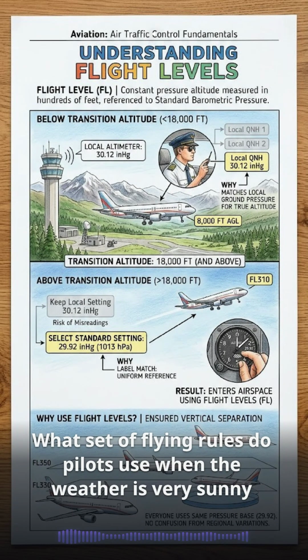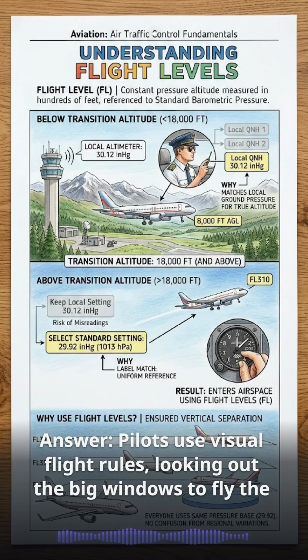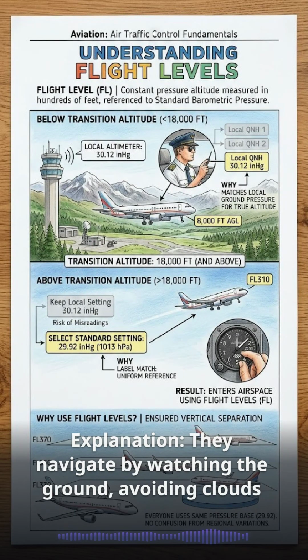58. What set of flying rules do pilots use when the weather is very sunny and clear? Pilots use visual flight rules, looking out the big windows to fly the plane safely today. They navigate by watching the ground, avoiding clouds and other planes with their own human eyes.